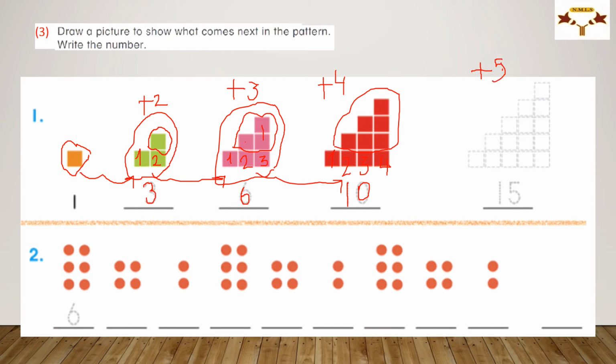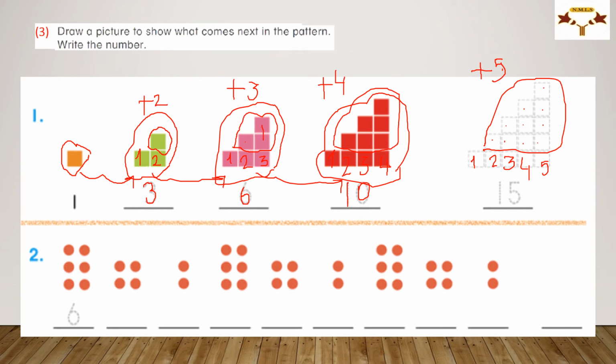So here he should add 5. So I'm gonna take all of this shape and draw it here. Yes, and add how many? 5. Let's count. 1, 2, 3, 4, and 5. So let's count how many in total. 1, 2, 3, 4, 5, 6, 7, 8, 9, 10, 11, 12, 13, 14, 15. So it will be 15.